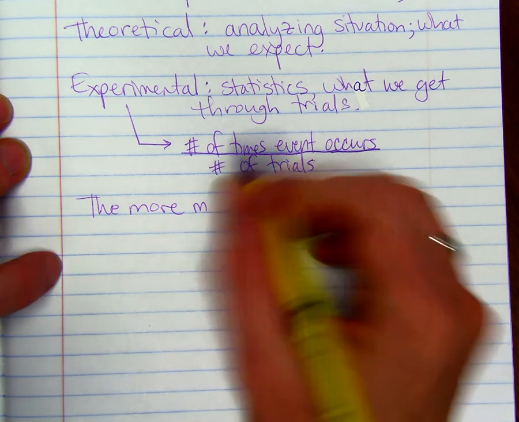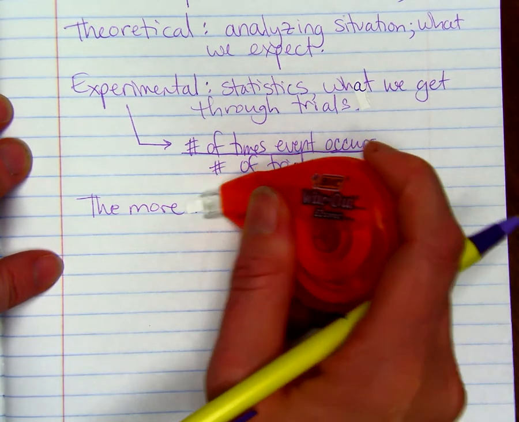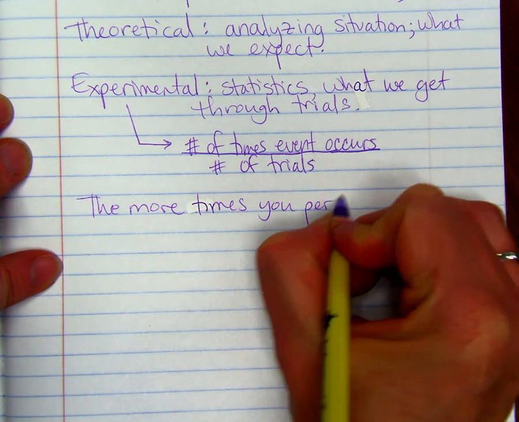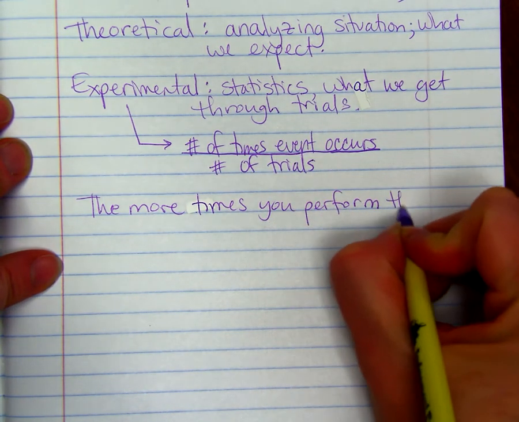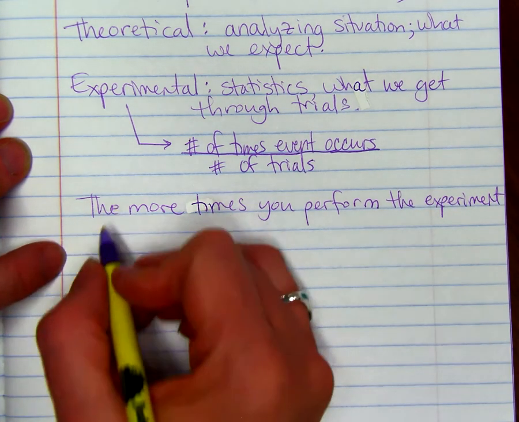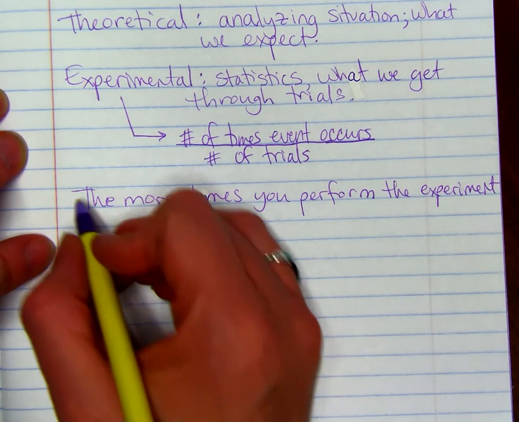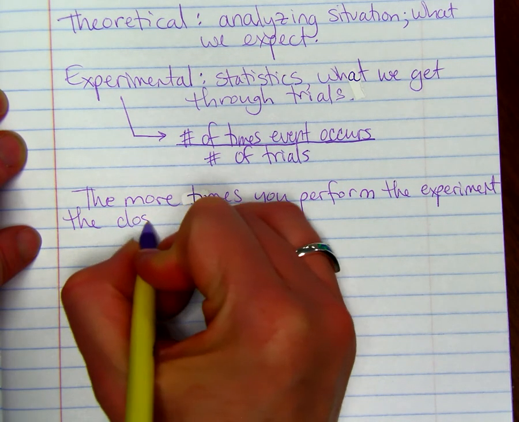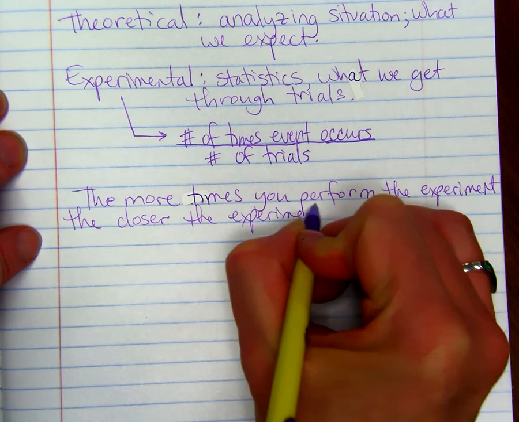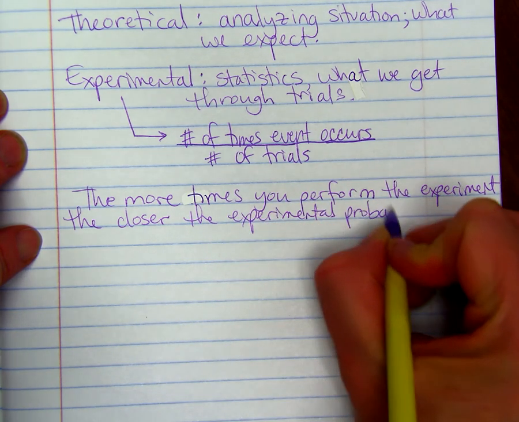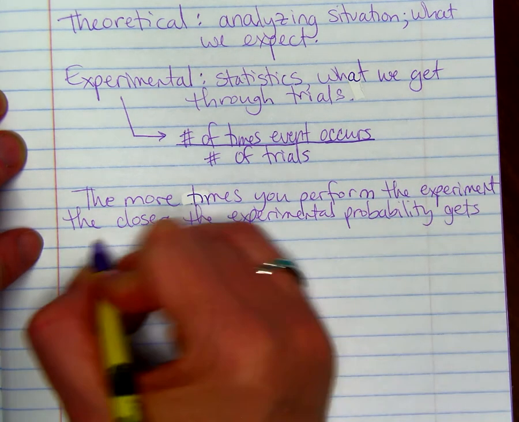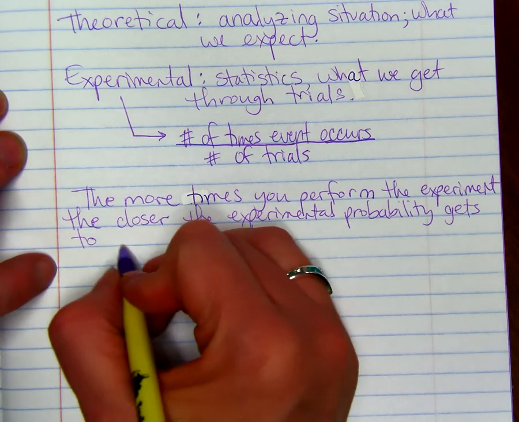So the more times you perform the experiment, whatever you're doing, flipping a coin, rolling a dice, spinning a spinner, the closer the experimental probability gets to the theoretical probability.